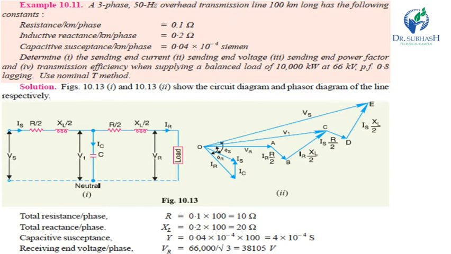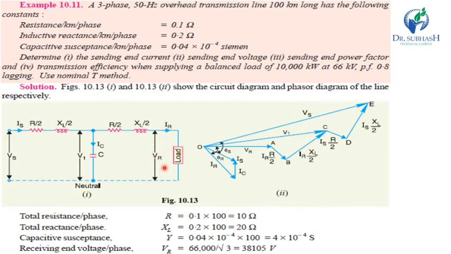So with the help of the T method we have to find the sending end current, sending end voltage, sending end power factor and transmission efficiency. First of all, here we see the equivalent circuit of the transmission line. From the equivalent circuit we draw the line phasor diagram.